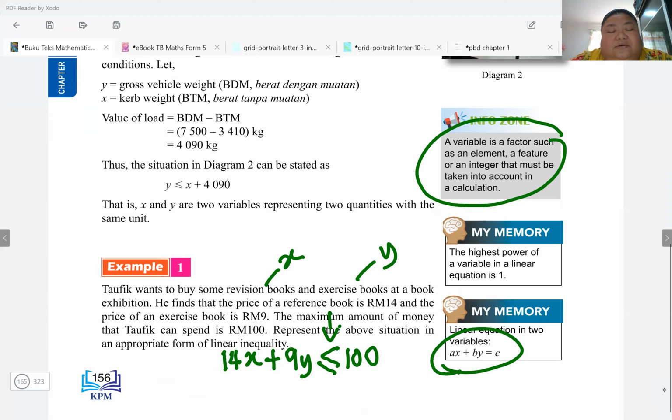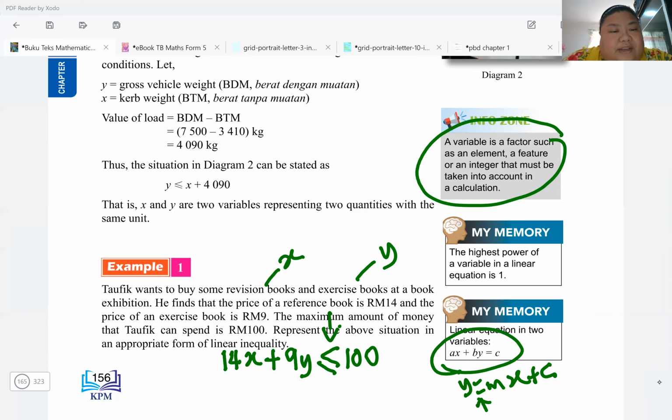Usually the linear equation in two variables has the formula ax + by = c, and we usually use y = mx + c. This is actually a straight line. This is the linear equation. But if it is an inequality, you have to change the symbol.